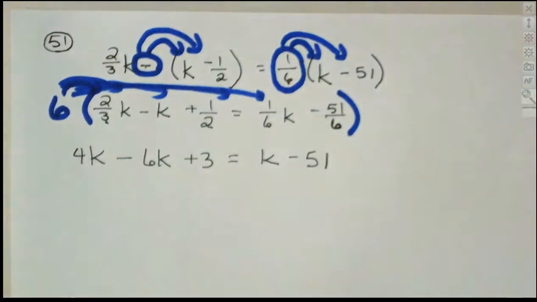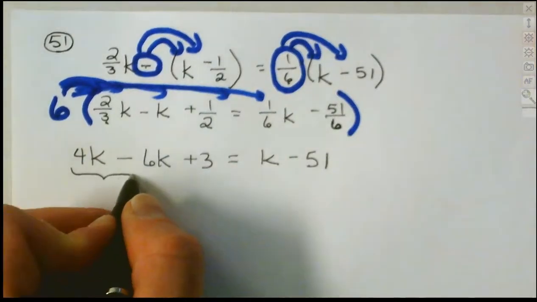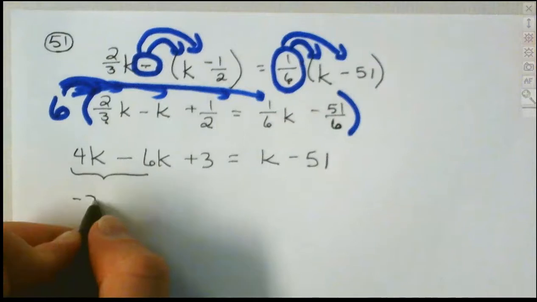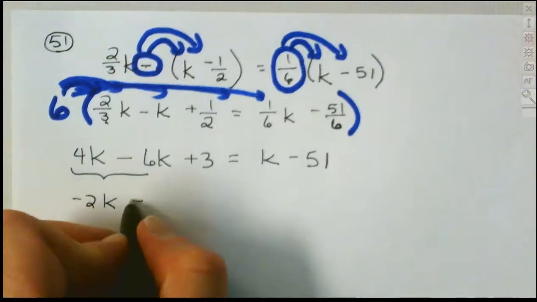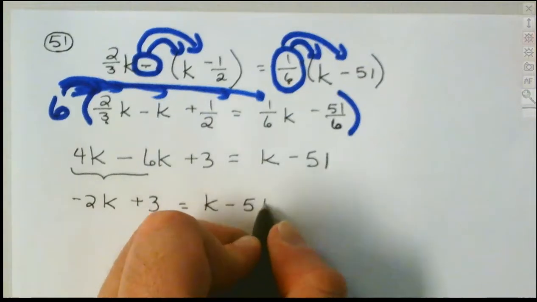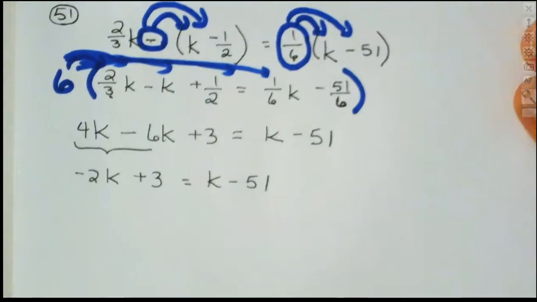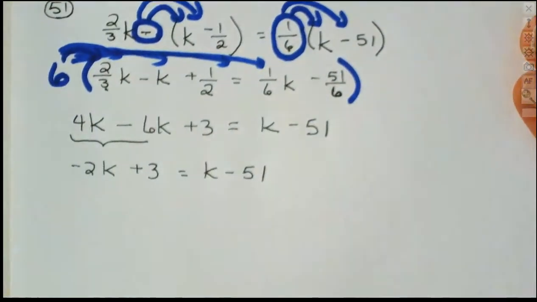Now we need to clean it up. So before you start moving things around, always clean it up first. So these can go together. And that's going to be a minus 2k plus 3 equals k minus 51. Be very, very careful with your signs.